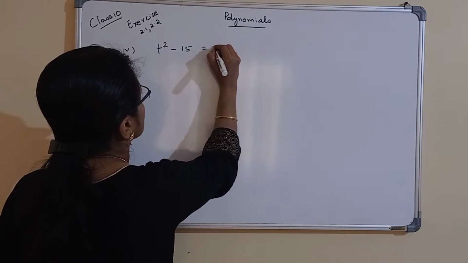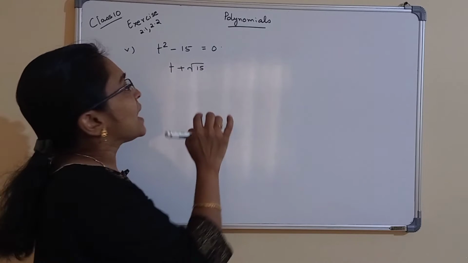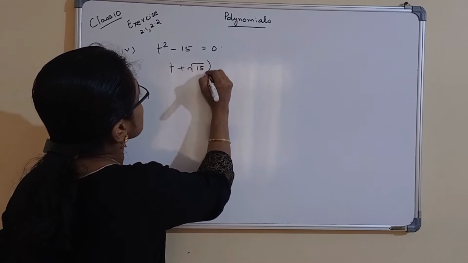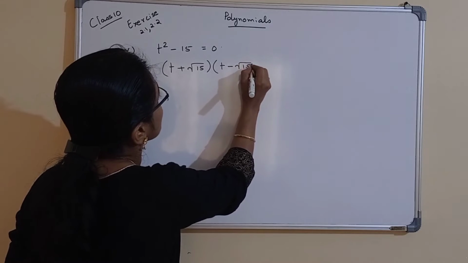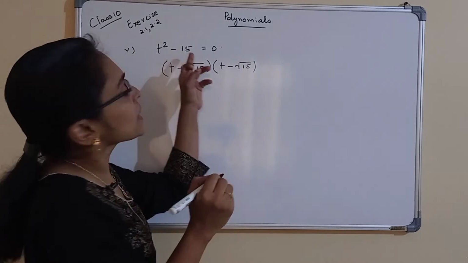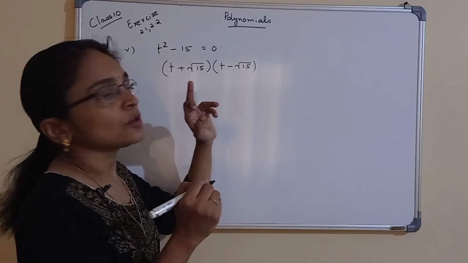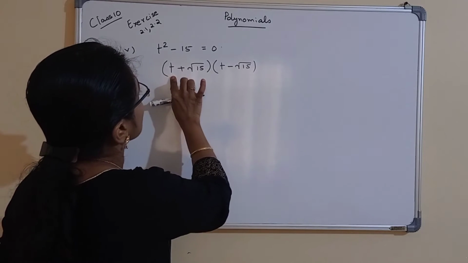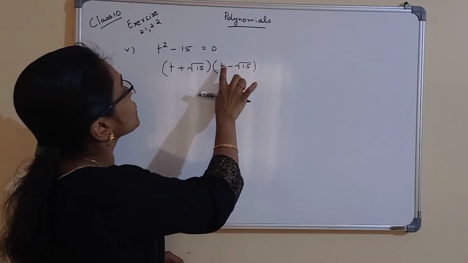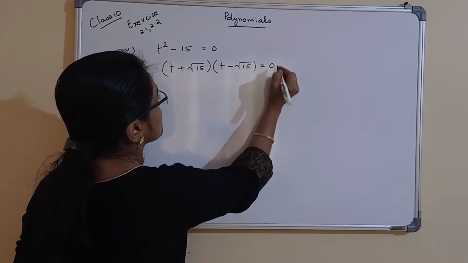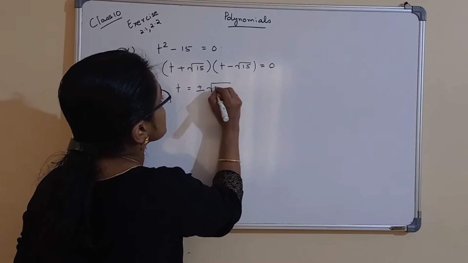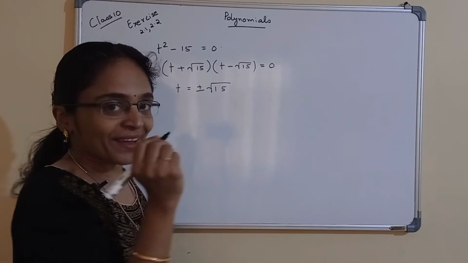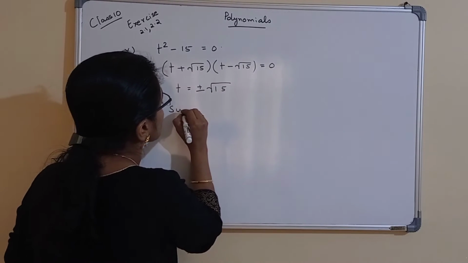So t square minus 15 equal to 0. And t square minus 15 is t plus root 15 into t minus root 15, because a square minus b square is a plus b into a minus b. So we can write this as t plus root 15 into t minus root 15 equal to 0, which means t equal to plus or minus root 15. Okay. Now what is sum of zeros?